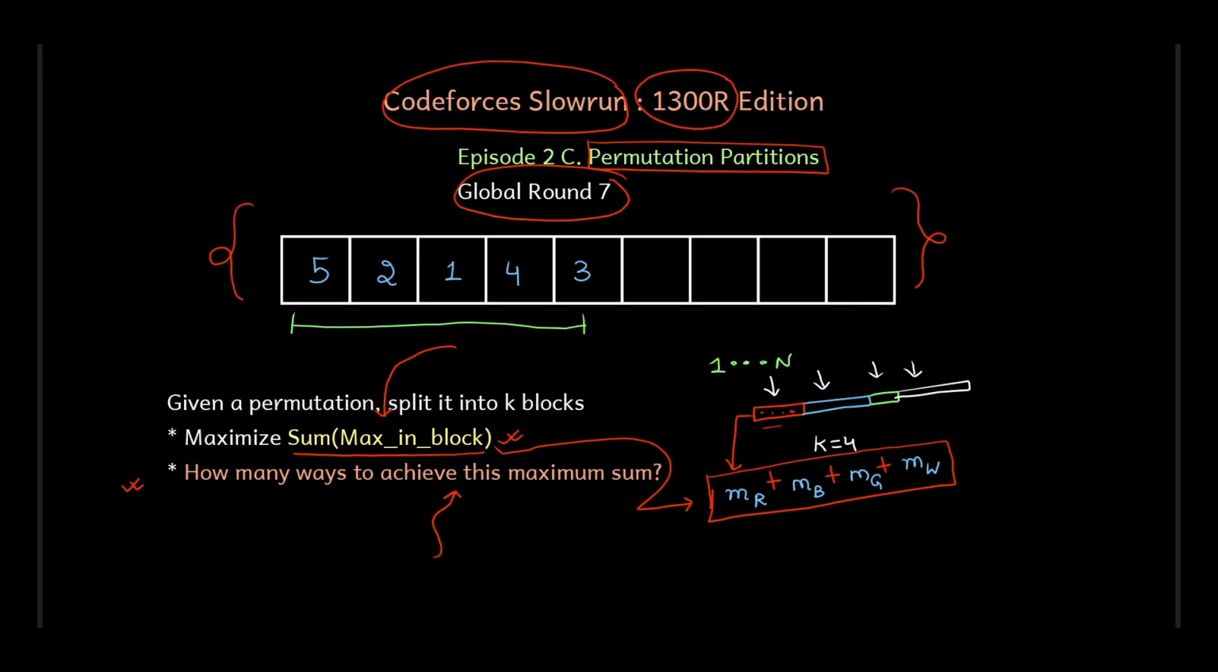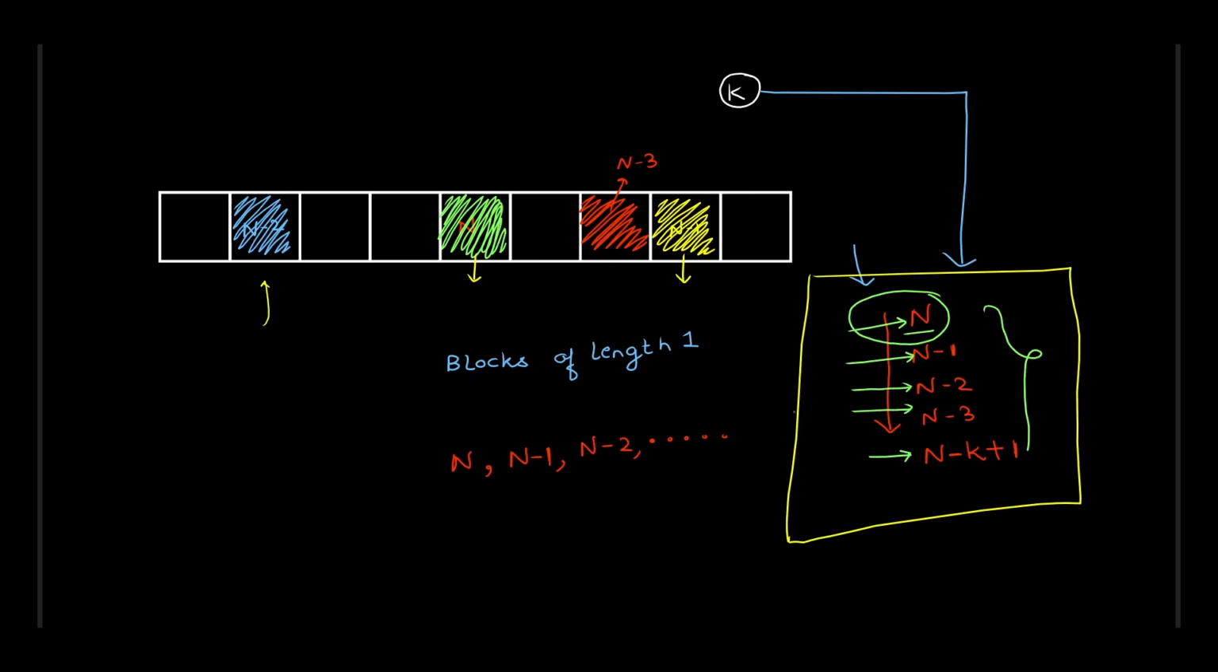But then the problem told you to split it into several blocks such that every element is part of some block. So how do you ensure that? Suppose k was equal to 4. Then you can see that you have already created these 4 blocks. But then these elements are not part of the block. But every element had to be part of some block. So in that case, what you can do is you can simply merge this element over here, and you can merge these two elements over here. They will create one big giant green block.